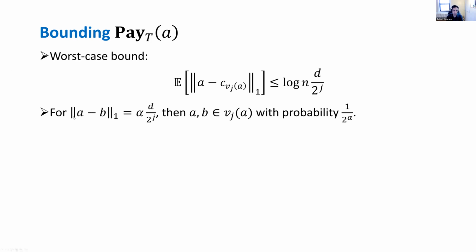And it's that if I have any two points A and B that are at, say, distance alpha times d over 2 to the j, then the probability that they are still together at depth j is at most 1 over 2 to the alpha.